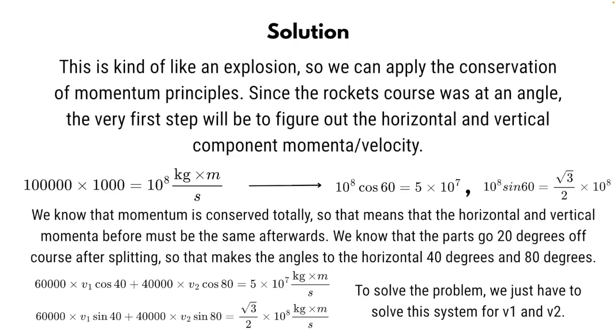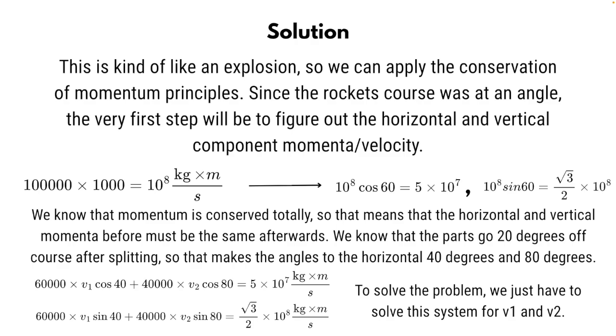Okay, so this is kind of like an explosion. We can apply the conservation of momentum principles. The rocket courses at an angle. The very first thing we want to do is figure out the horizontal and vertical component momenta or velocity. So we're going to get 100,000 times 1,000, 10^8 kilogram meters per second. And the components here: 10^8 cosine 60, so 5 times 10^7 kilogram meters per second, and 10^8 sine 60, root 3 over 2 times 10^8.